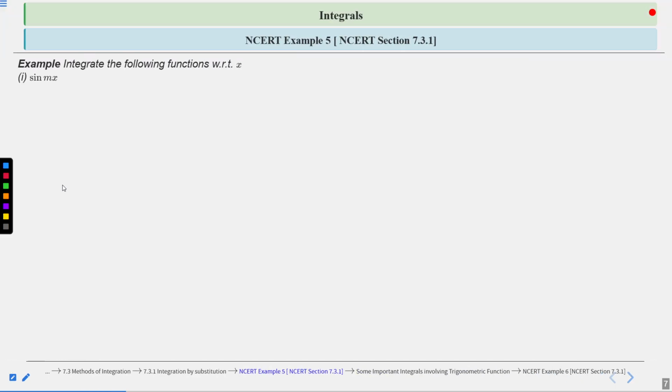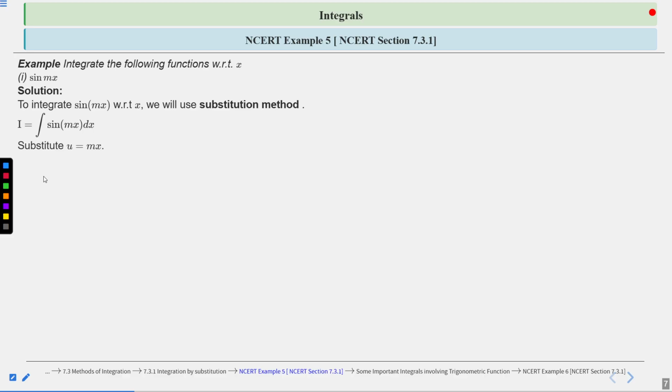We have the example to integrate with respect to x, and the function is sine mx. Now to integrate sine mx with respect to x, we will use the substitution method. So we have I as the integration of sine mx dx. Now substitute u is equal to mx. Differentiate both sides with respect to x.